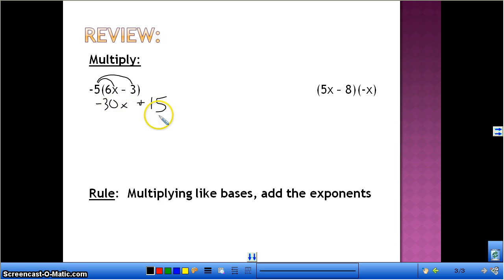These are not like terms. You can't combine them. One has an x and the other one doesn't. So this is your final answer after you distribute.